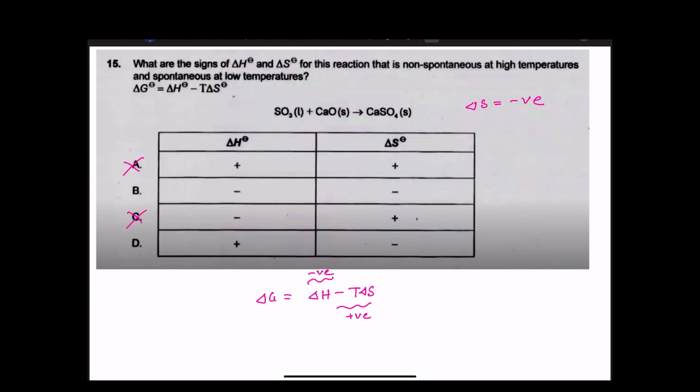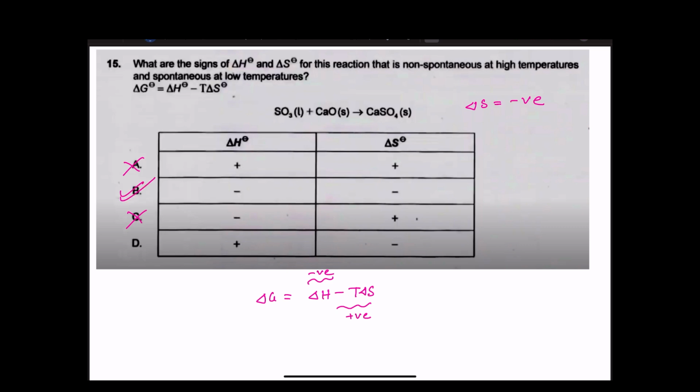At low temperatures, this negative T delta S term will have a smaller value, as T has a smaller value. As a result, delta G will become negative. But at a high temperature, this T delta S term will have a high positive value. As a result, this can be greater than delta H and will make the reaction non-spontaneous. So delta H has to be negative and delta S is also negative. Answer is option B.